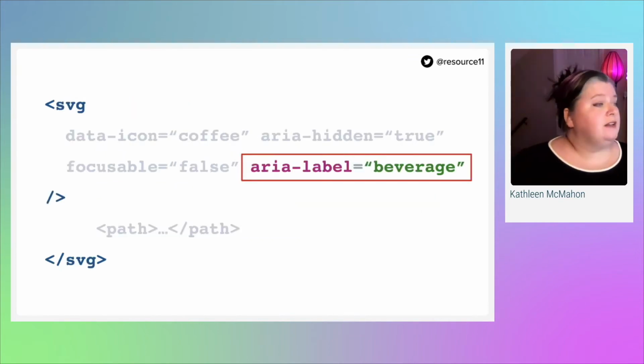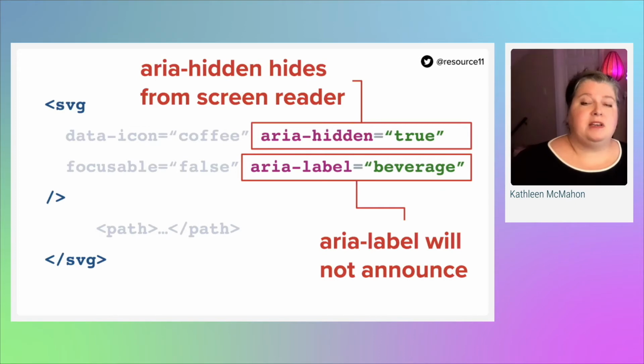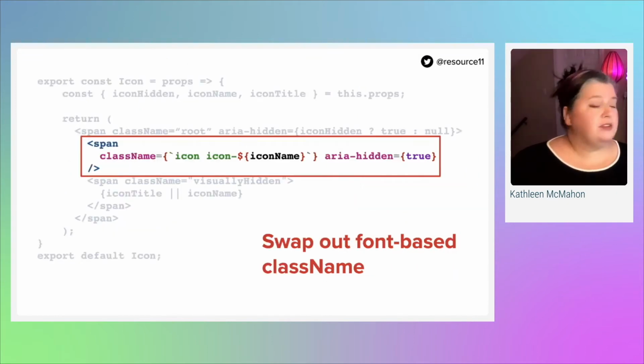Yes, that ARIA label equals beverage attribute will render in the DOM. However, because the SVG element already has an ARIA hidden attribute attached and it's set to true, that ARIA label will do nothing in this case. It will not announce. However, you can get around this by using the icon component we built and by swapping out the span using the CSS class.